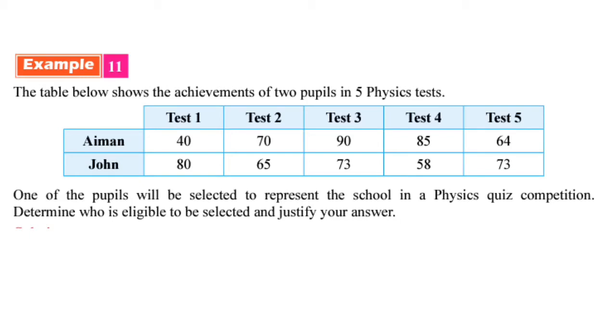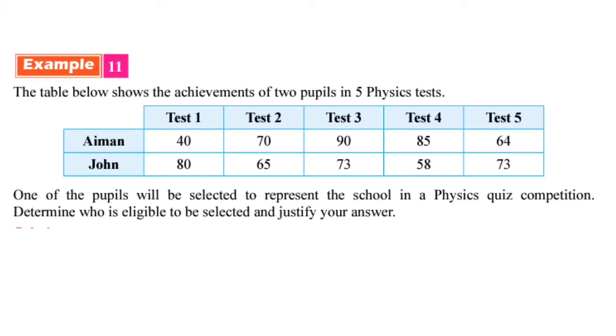Mean means you total up all the marks divided by 5, because they have 5 tests. So 40 plus 70 plus 90 plus 85 plus 64 divided by 5. That is the mean mark for Aiman, 69.8. Then for John, you take 80 plus 65 plus 73 plus 58 plus 73 divided by 5. You also notice that their means are the same. John has 69.8, and Aiman also has a mean mark of 69.8. That means both of them are equally good. So we want to find out who is the best candidate for the physics quiz. We have to use standard deviation, because the standard deviation can show you how consistent the marks are.